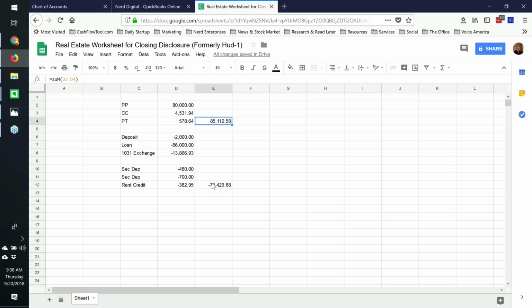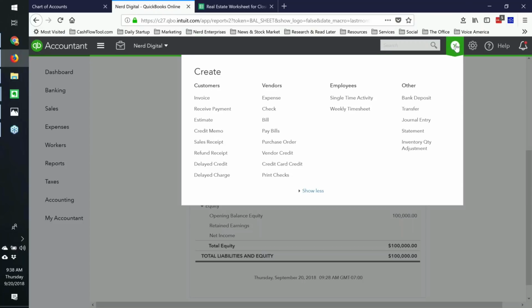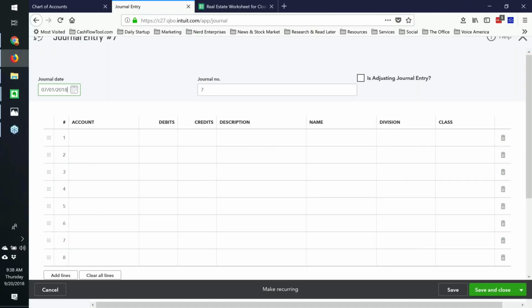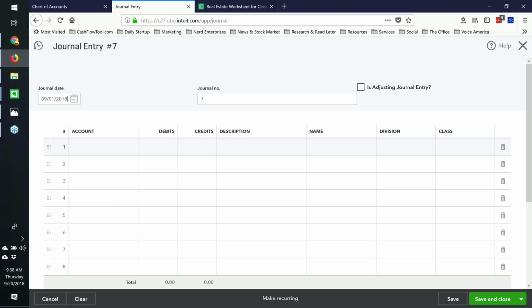Okay, so now we're ready to record the entry, but now the journal entry, like I said, is going to be really, really simple because we have it all laid out right here. So let's go back over to here and let's record our journal entry. And the journal entry should be dated, I always make sure it's dated exactly whatever the closing date was, right? So let's pretend like it's September 1st.